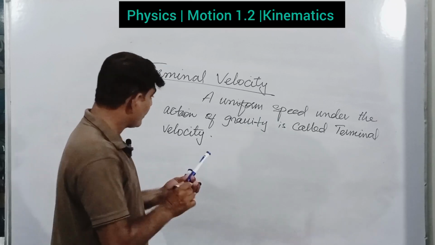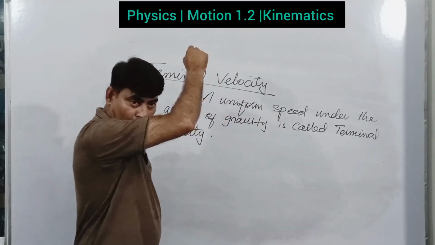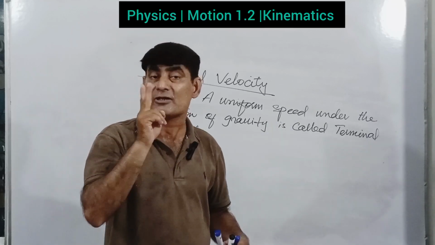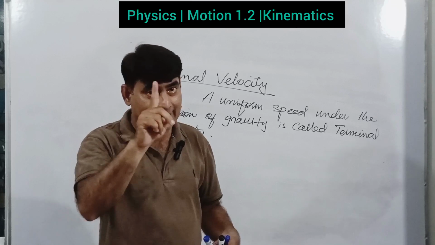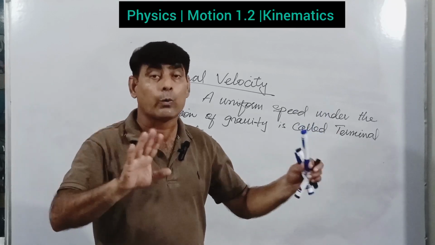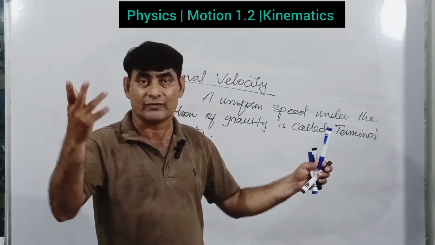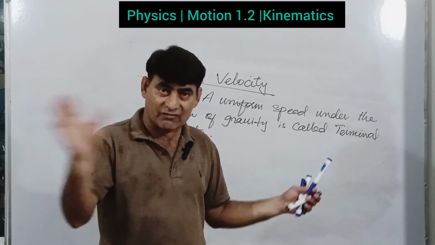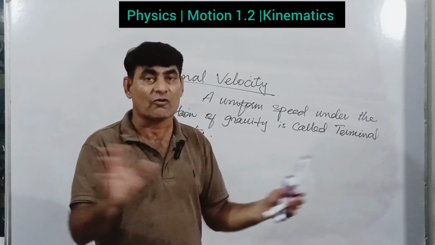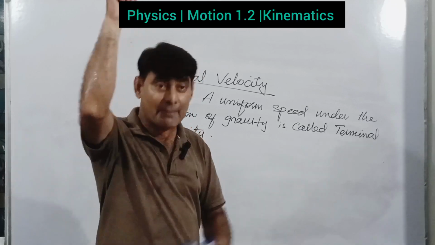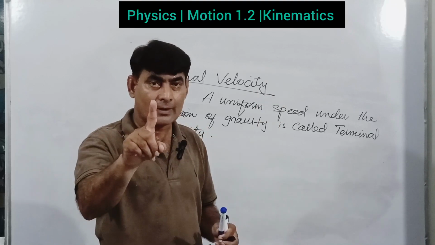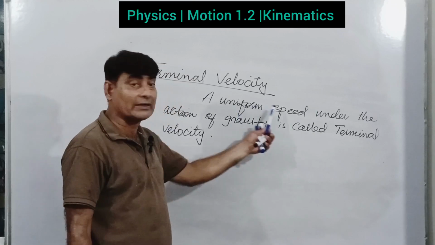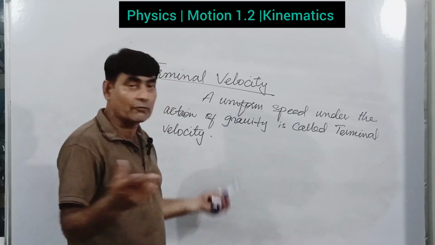Okay, why do we use the word speed? Now listen. One object is moving up or moving down. We are talking about one-dimensional motion, so there is no change in direction. We do not consider the blowing of wind, and there is no friction of air. The object moves up and down. So during upward or downward motion, if the object is moving with a uniform speed, this is called terminal velocity.